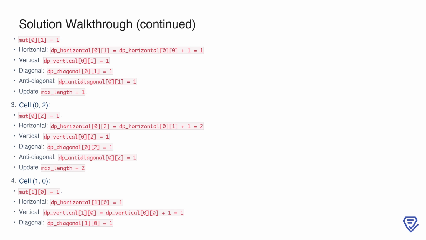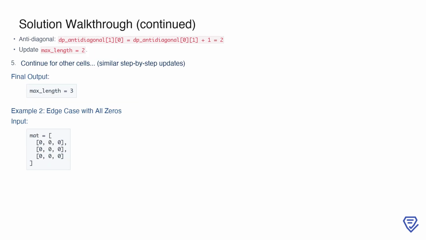At cell 1, 0, the value is 1 again. Here, the horizontal value is initialized to 1, the vertical value is 1 since there is no one above, and the diagonal value is also initialized to 1. For the anti-diagonal direction at cell 1, 0, however, we find that it extends the sequence from 0, 1, so dp_antidiagonal 1, 0 is updated to 2. This keeps the max_length at 2, as we haven't yet found a longer sequence.